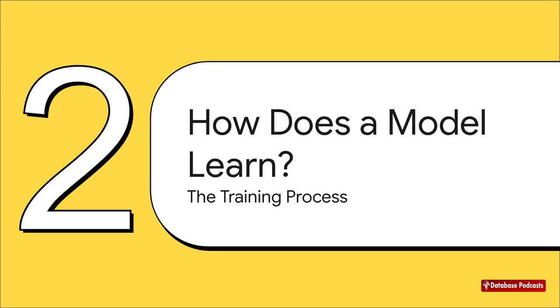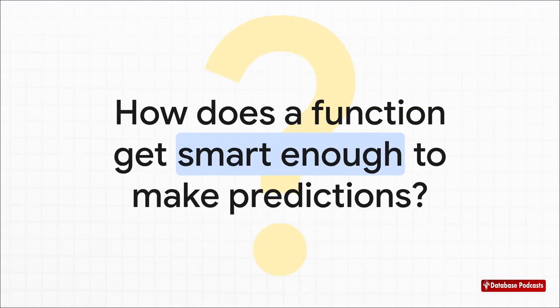All right, so a model is a function that maps inputs to outputs. Got it. But that brings up the real question, right? How does it actually learn to do that mapping in the first place? Exactly. I mean, it can't just be some random function, or its predictions would be totally useless. It has to somehow learn the specific patterns in your data. So how does it go from being a blank slate to a smart prediction machine?